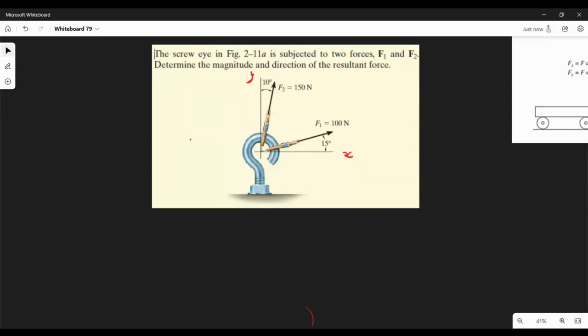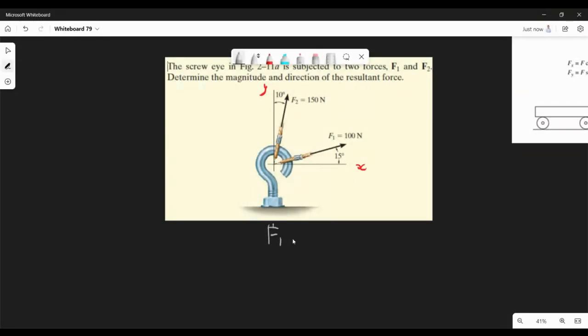So if you're smart like me, this is what I do to check my answers. Guys, are there any questions? I'll just say F1 for F1. I go to my calculator. I say rec 115, to get the components. You get 96.593 kilonewtons. And the y is, that's my fx1 and fy1.